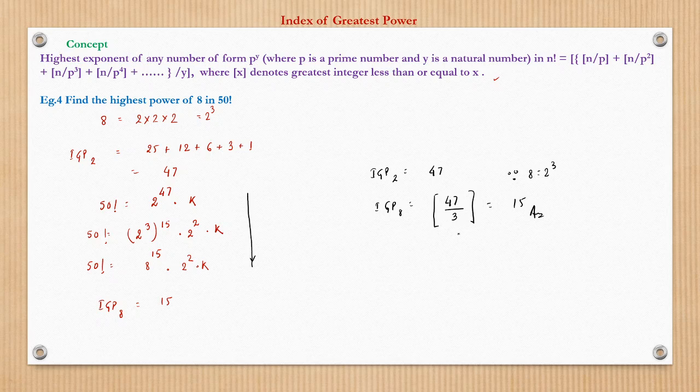Since the total number of twos we have is 47, we want this to be grouped into three twos. Three twos will give us 1 power of 8. So 45 twos will give me 15 powers of 8. What remains is two powers of 2, which is not going to give me any additional 8, so we keep it aside. So 15 is the answer here.